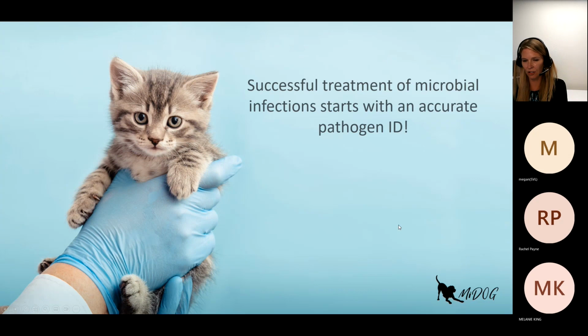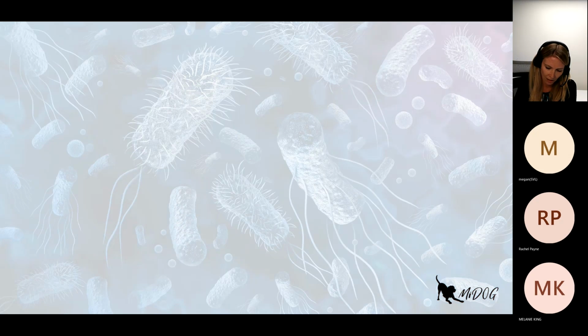Of course, as clinicians, you know how important it is to have an accurate pathogen identification in order to treat your patients the most successfully. You have to know whether you're dealing with a fungal, bacterial or viral infection in order to choose the appropriate antibiotics or antifungal. So accurate treatment always starts with accurate pathogen identification.